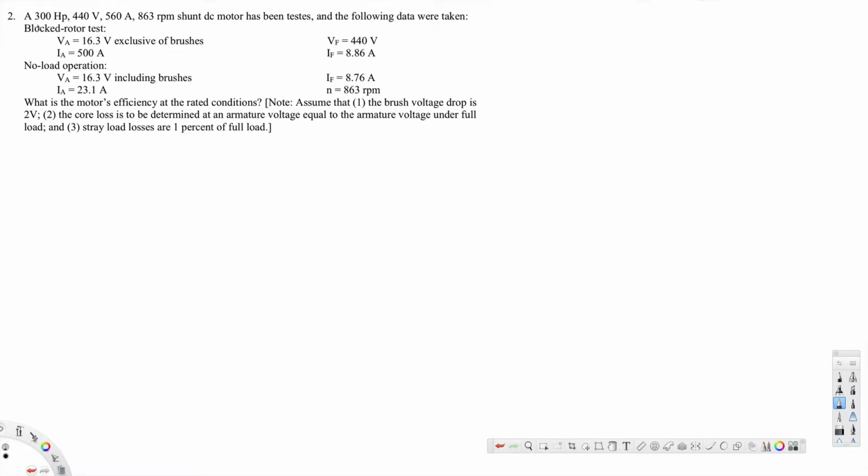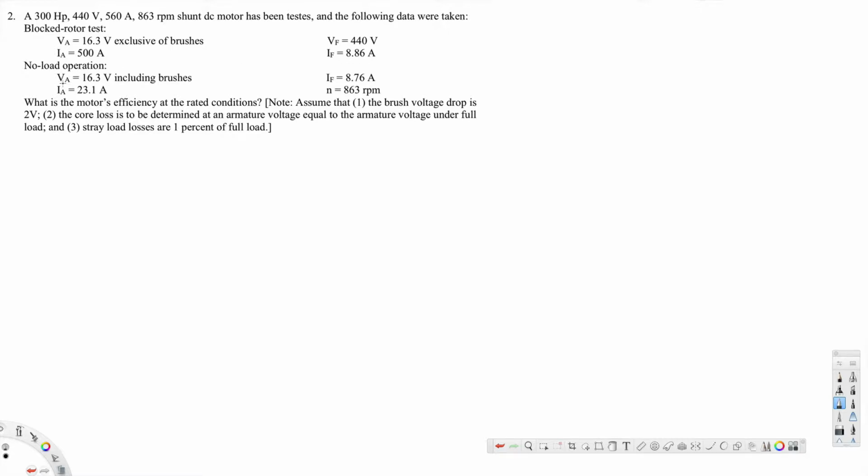What's going on, guys? Let's look at this problem right here. This question is asking: a 300 horsepower, 440 voltage, 560 ampere, 863 revolutions per minute shunt DC motor has been tested and the following data were taken. Blocked rotor test: VA is equal to 16.3 voltage exclusive of brushes, IA is equal to 500 ampere, VF is equal to 440 voltage, IF is equal to 8.86 ampere.